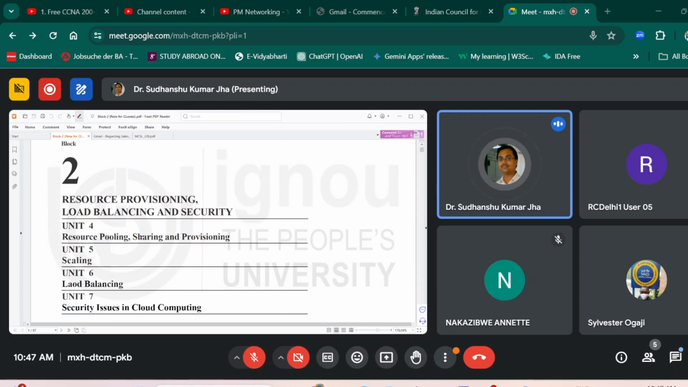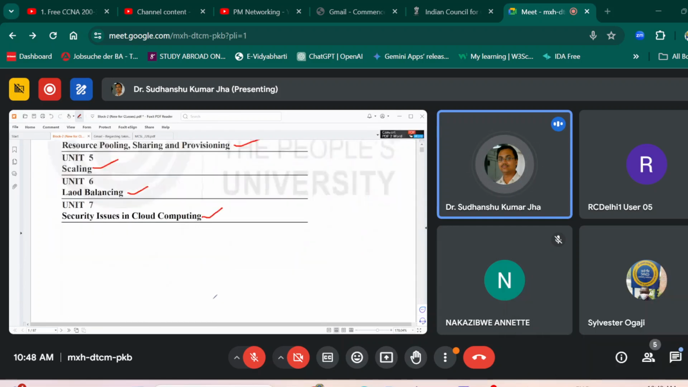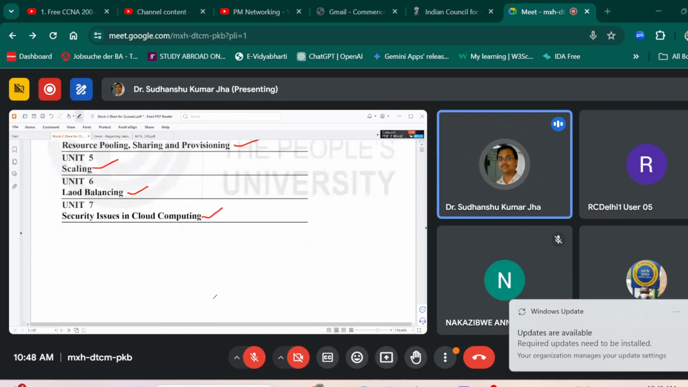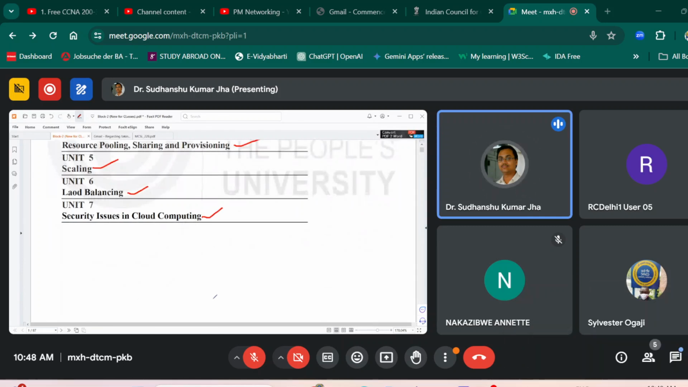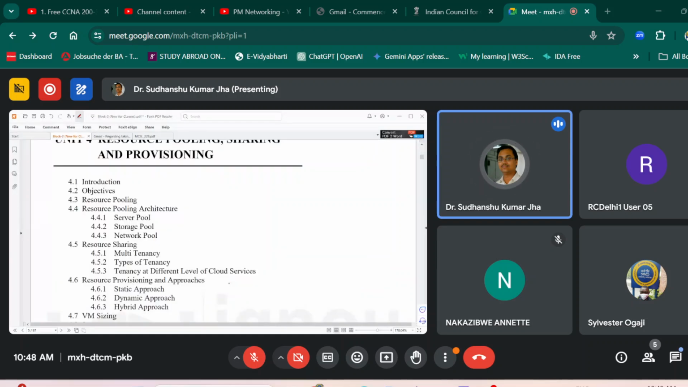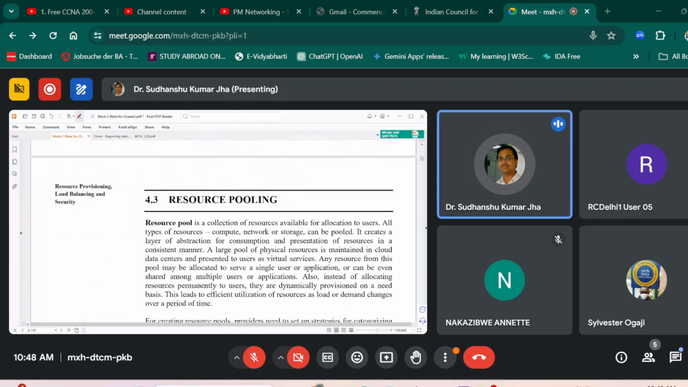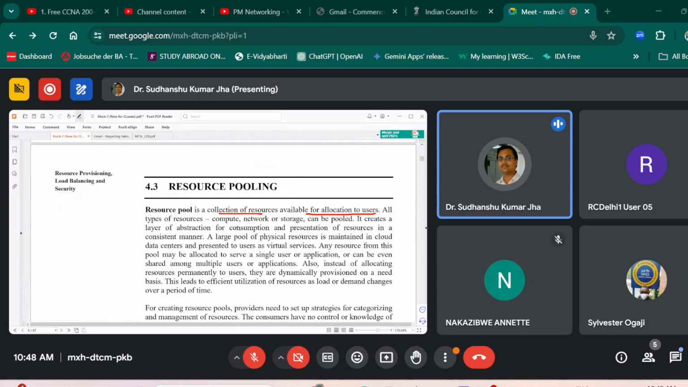So Unit 4 basically discusses resource pooling and provisioning. So we need to understand what resource pooling is and what the meaning of resource provisioning is. Pooling, in simple words, means you have to pool something whenever you require something more. Just like that, in cloud computing, a resource pool is basically a collection of resources available for allocation to the user.